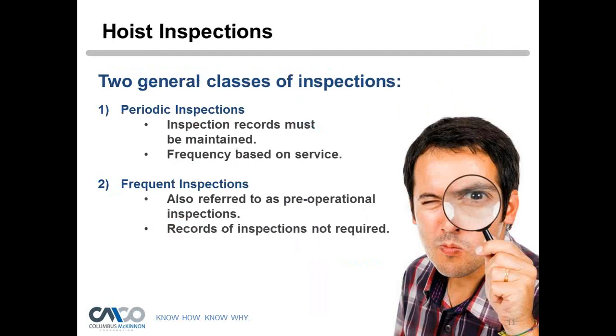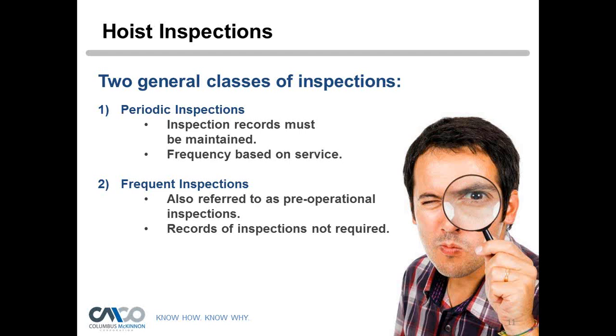Before we operate any chain fall, we want to make sure that it's safe to use. There are two types of inspections: periodic inspections and frequent inspections. Periodic inspections are usually done annually, and can be more frequent based on frequency of service, but they are a detailed inspection and a report must be done. Usually you have a person who is qualified to do that. They've taken training and they know what to look for and how to document it properly.